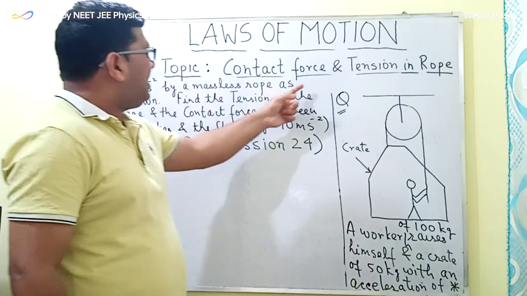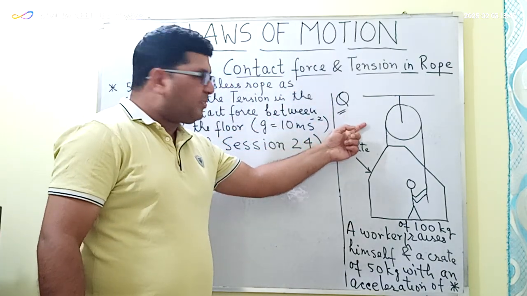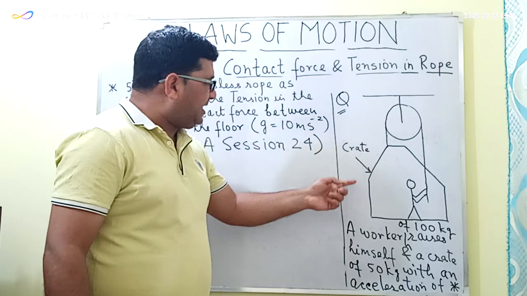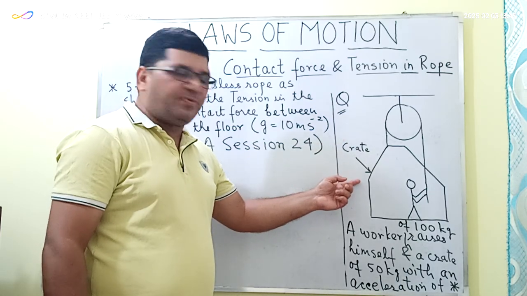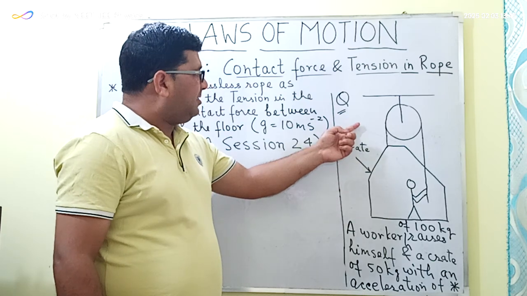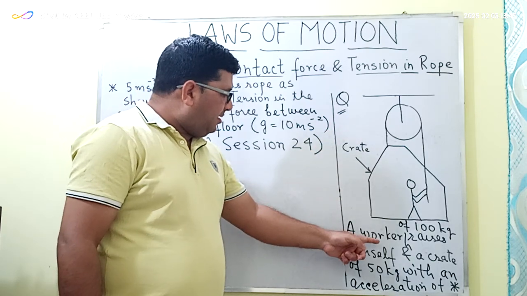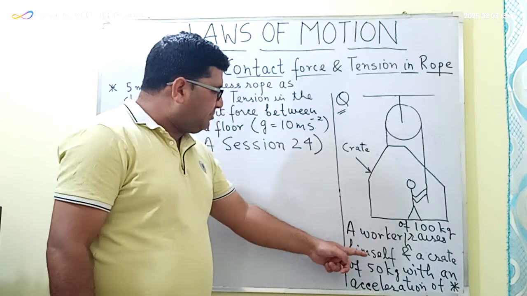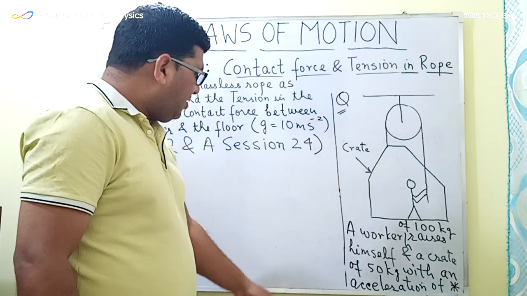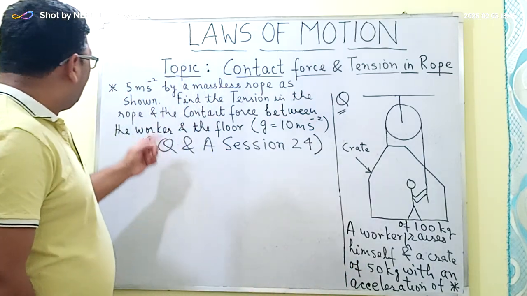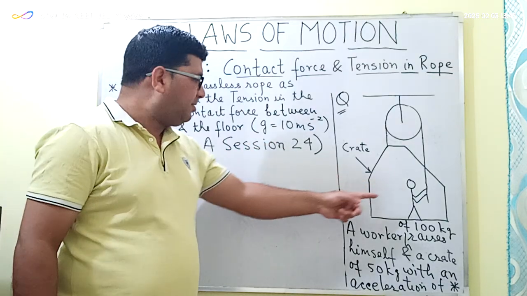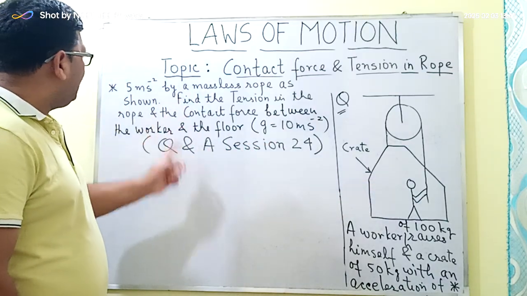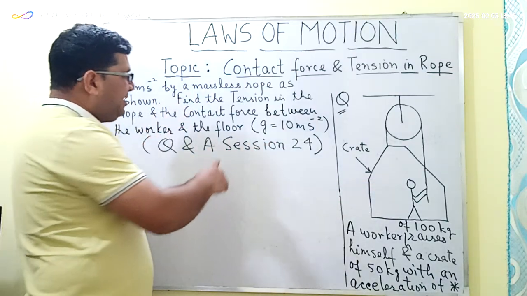The topic is the contact force and the tension in the rope. Based on this topic, I have selected one question from one of my reference books. The question is: a worker of 100 kg raises himself and a crate of 50 kg with an acceleration of 5 meter per second square by a massless rope as shown in this figure. We have to find the tension in the rope and the contact force between the worker and the floor.